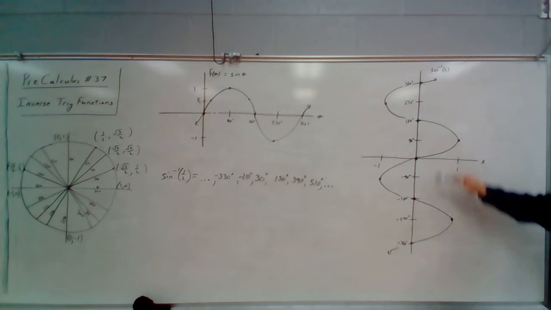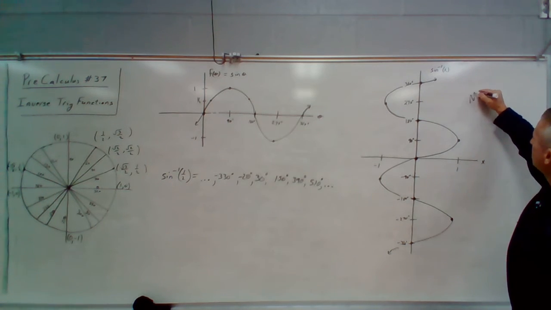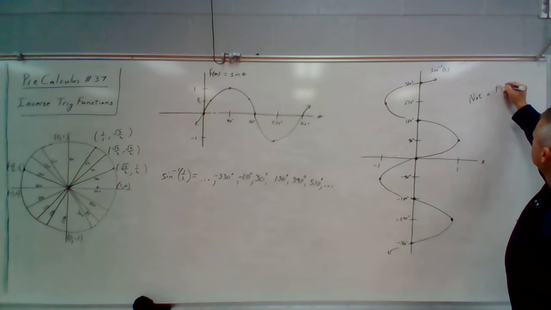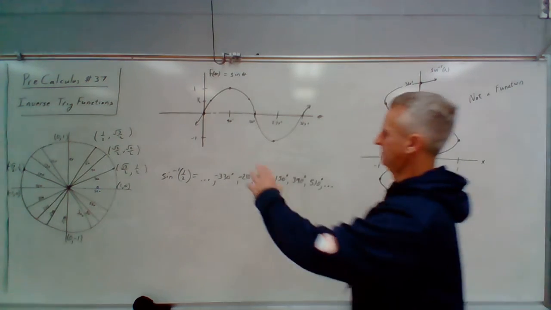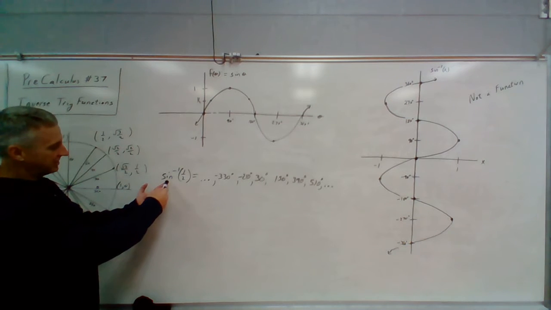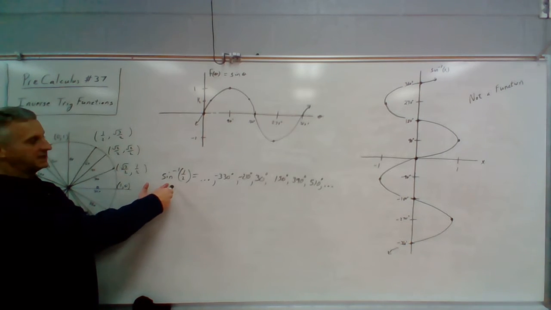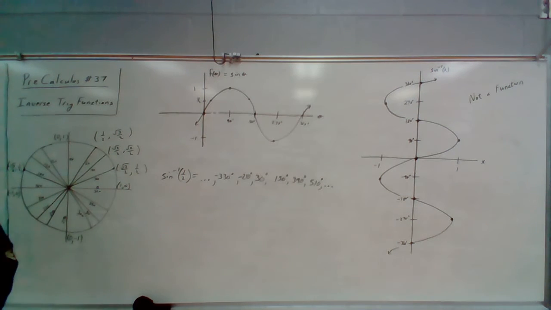And you can see that this massively fails the vertical line test. So this is not a function. So the inverse relation of sine is not a function. And of course you could see that already, because if we plugged in 1/2 in the sine inverse, we got an infinite number of answers out of it. So clearly it's not a function.